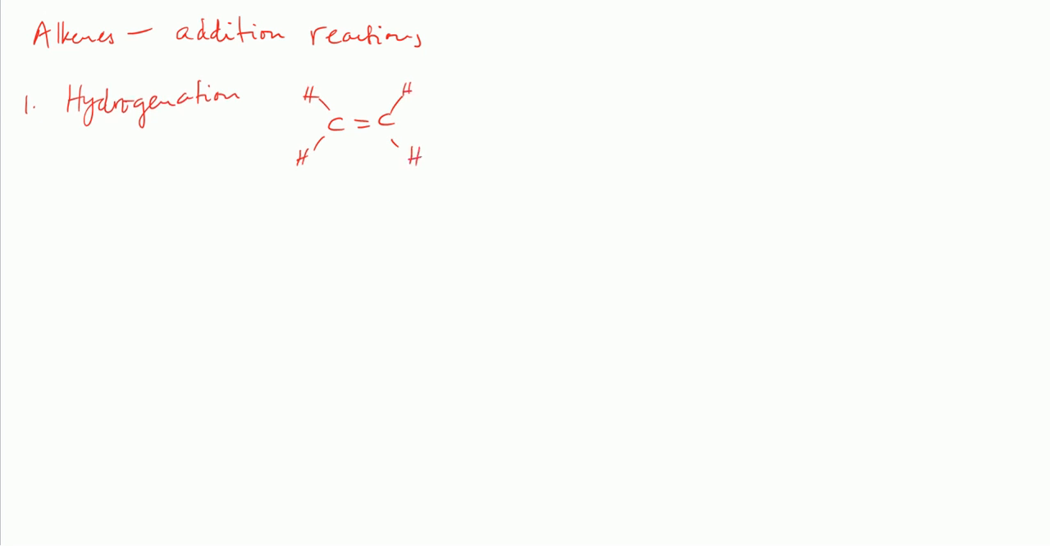Hydrogenation, we are adding hydrogen gas. So plus H2, and this will give me... so if you notice here, we are producing an alkane. So if we have an alkene and we want to produce an alkane, we simply add hydrogen gas, but we need to use a catalyst.